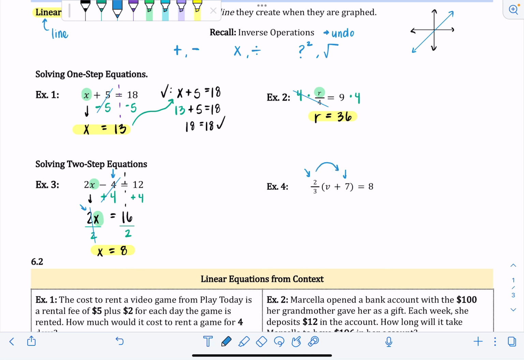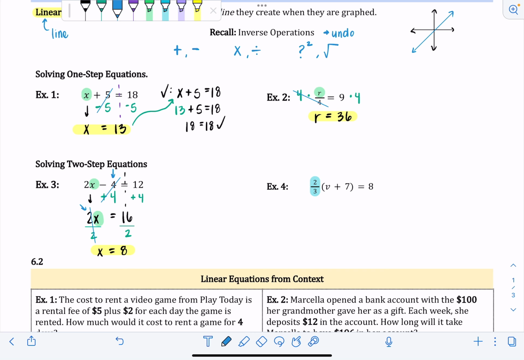Think of the parentheses like little jail cells. I have to leave everything inside of it until I can find a way to eliminate this 2/3. So one thing you may be thinking possibly is to distribute. Like distribute 2/3 times v and 2/3 times 7. Technically you could do that and get the right answer, but I don't think that's the easiest way to approach the problem because then you're going to be giving yourself more fractions to deal with. So I think we just want to cancel out that 2/3.